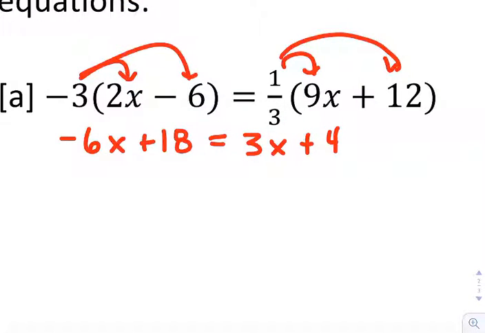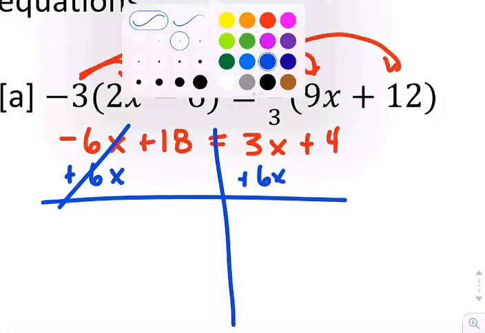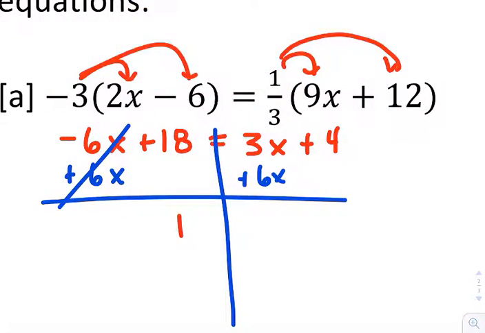Now in terms of moving things around, I'm going to keep the bigger of the 2 x's, which is going to be the positive 3. And so I'll get rid of this negative 6x by adding it to both sides. That cancels to 0. And so we're left just with 18 on that side. 3 x's plus 6 more x's make 9x, and of course a plus 4 will just follow down.